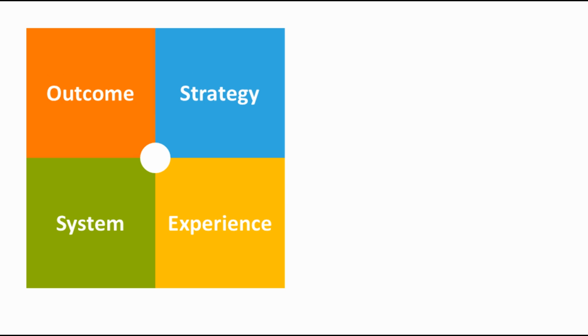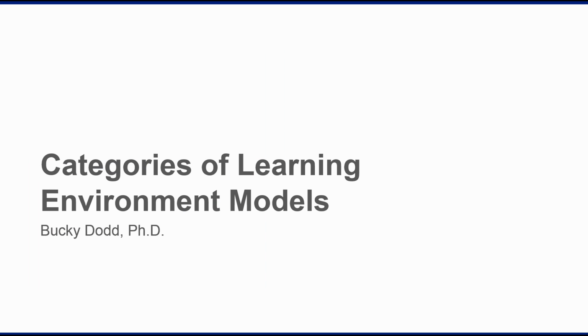So these 4 categories of learning environment models deals with outcomes, strategies, systems, and experiences can all be used at various points in a design process to help visualize and better understand the learning environments that we create. So these categories of learning environment models can really provide essential tools for educators and instructional designers to better understand the environments that we create, but also to make better decisions from those understandings.